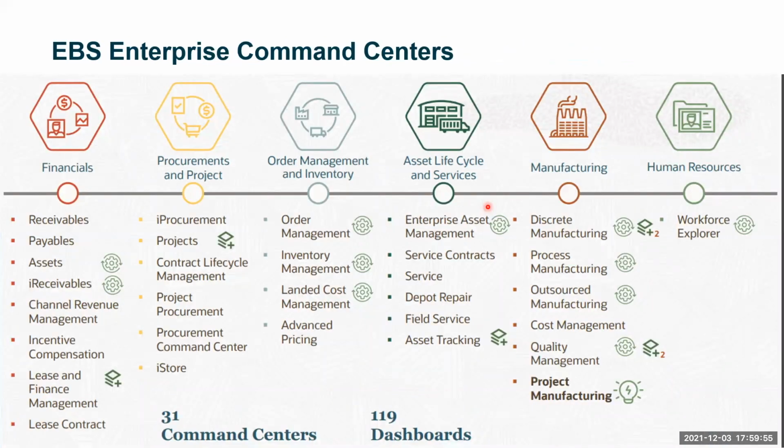Oracle, as I mentioned earlier, has released almost 32 command centers and more than 119 dashboards. For example, Procurement Command Center is one command center, but within that it has multiple dashboards like orders dashboard, requisitions dashboard, agreement, supplier analysis, item analysis. Those are 6 or 7 dashboards, but one command center. Similarly, Oracle has released command centers across almost all the modules in Oracle EBS: financials, procurement, order management, manufacturing, and human resources.